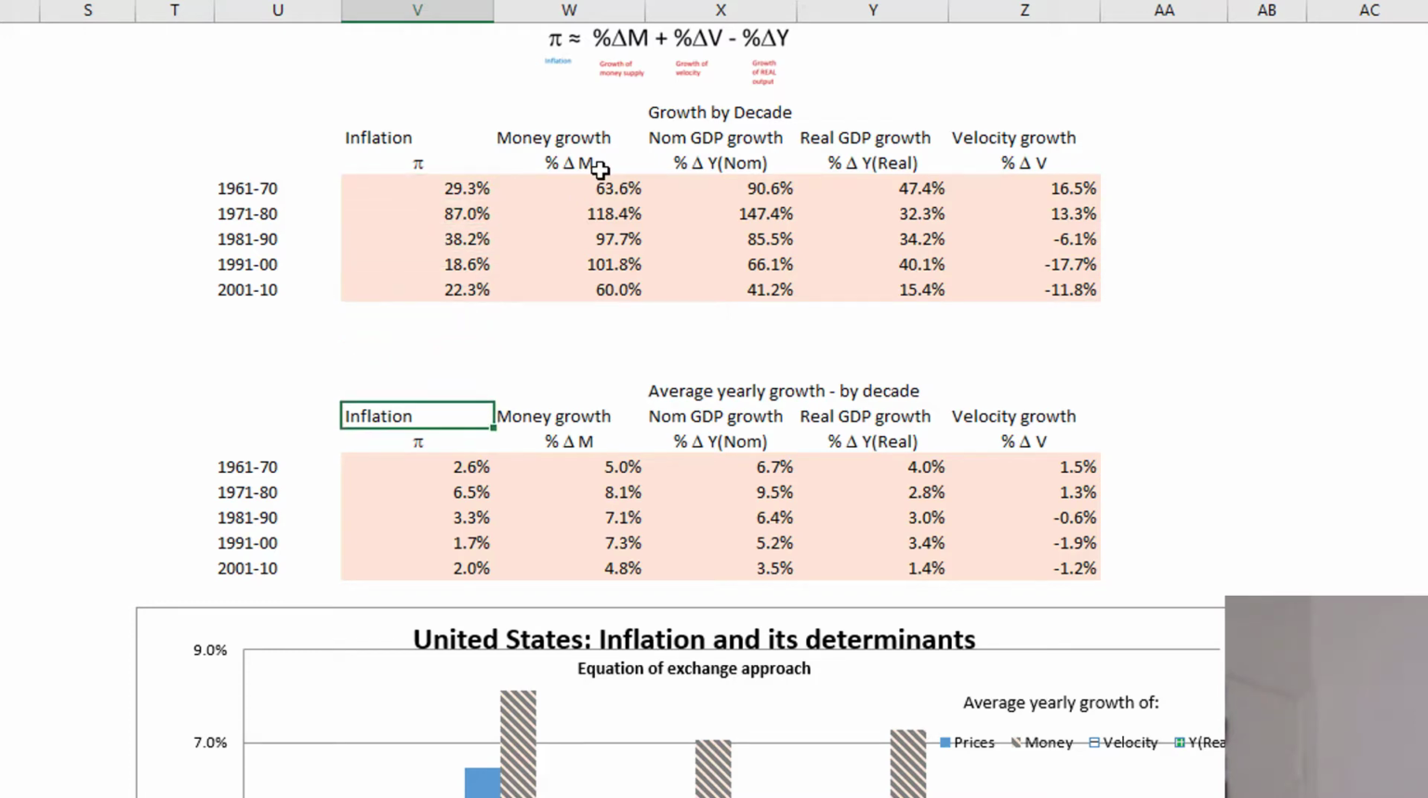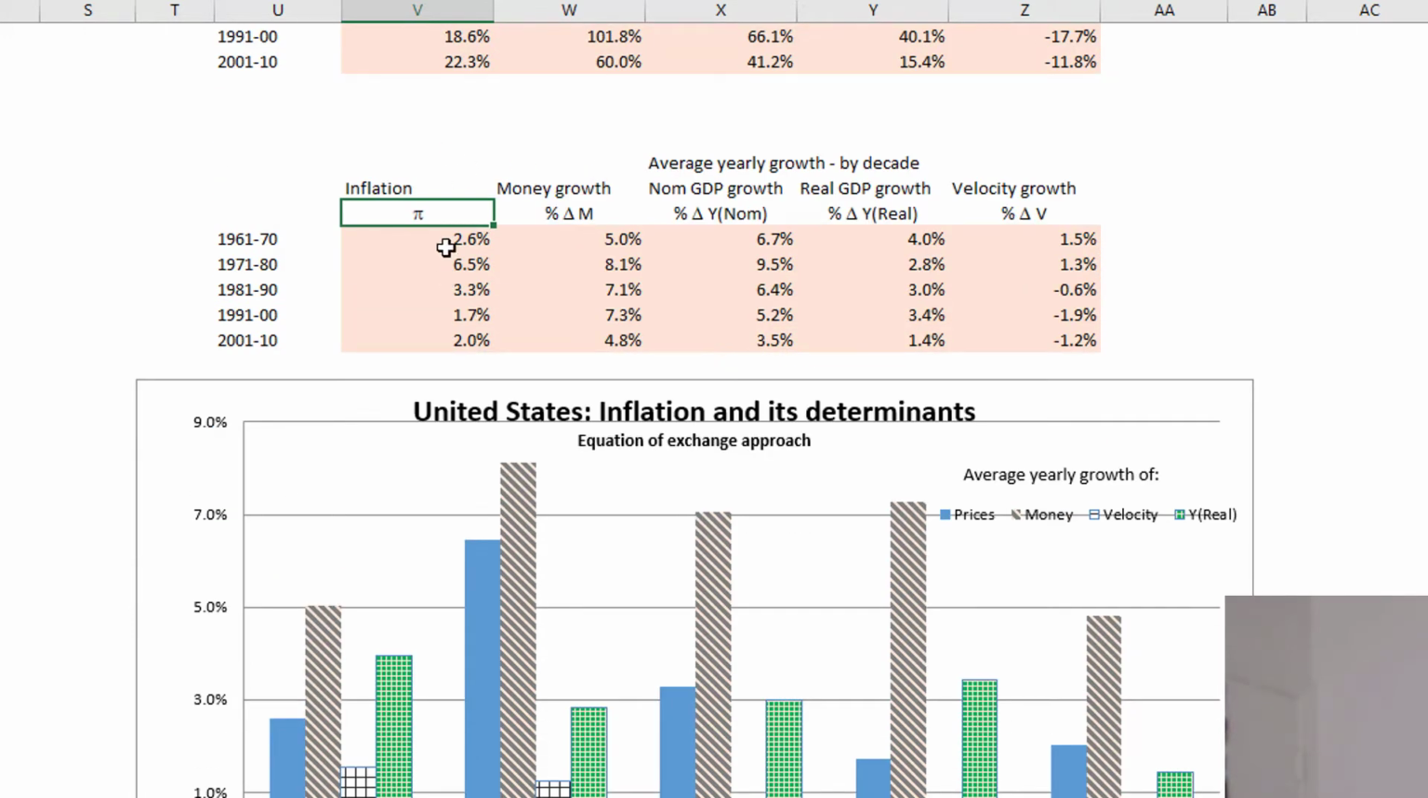In any event, here we have the average growth of the price level, the inflation. You can see that as we move through these decades, inflation was pretty low during the 60s. It bumped up considerably during the 70s, and actually started coming back down during the 80s, and receding during the 90s.